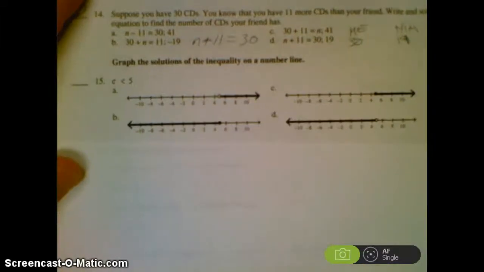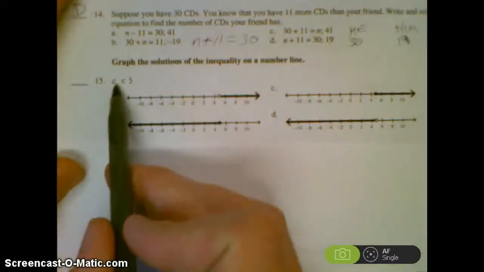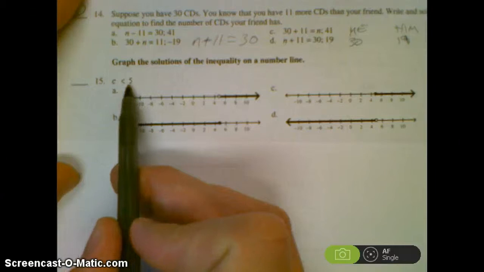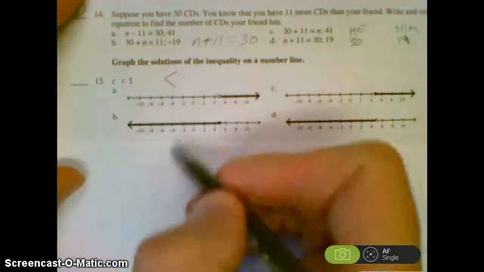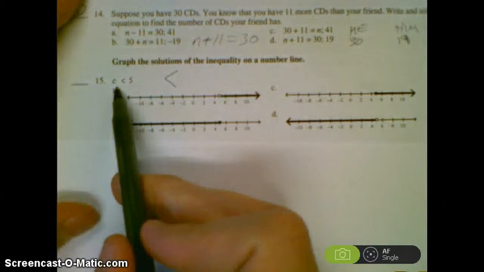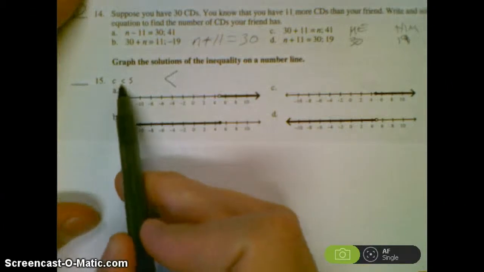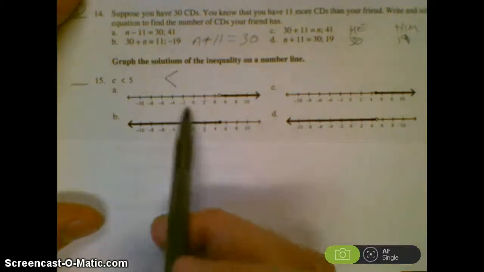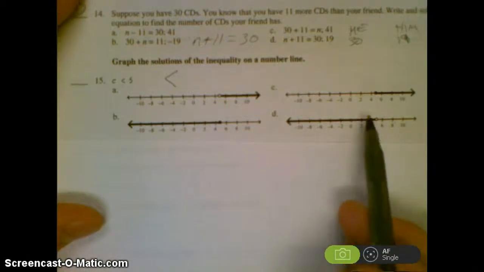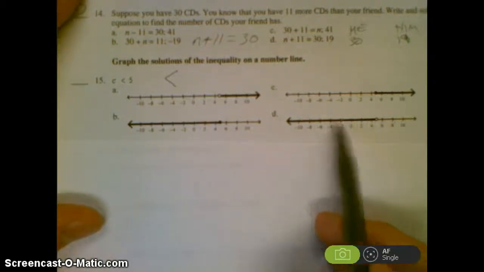Graphing solutions to inequalities. C is any number that is less than 5. This sign is less than. So C has got to be less than 5, but it can't be 5. So if something cannot be 5, it's going to be an open circle. And if it's less than, it's any number that is to the left of 5. So 4 is less than 5, 2, 0, negative 2. The answer here is D.